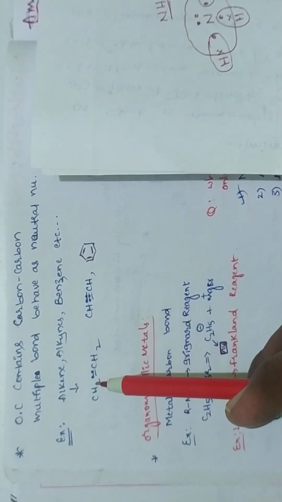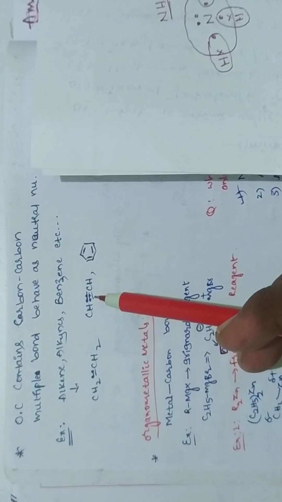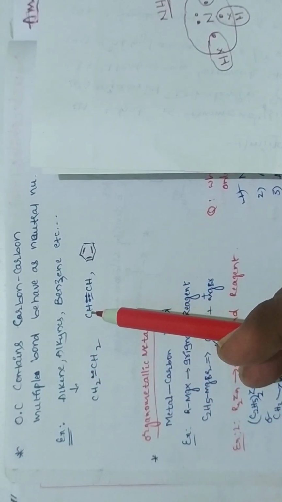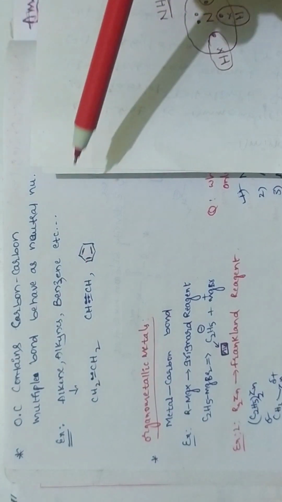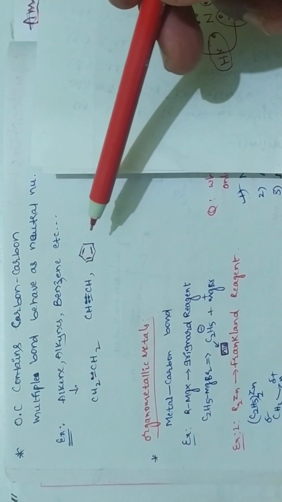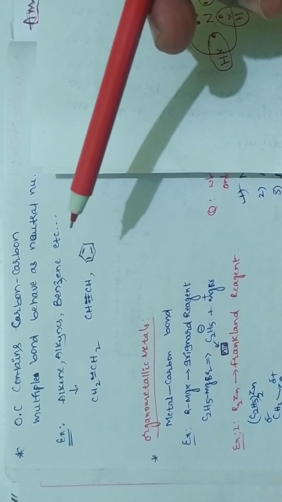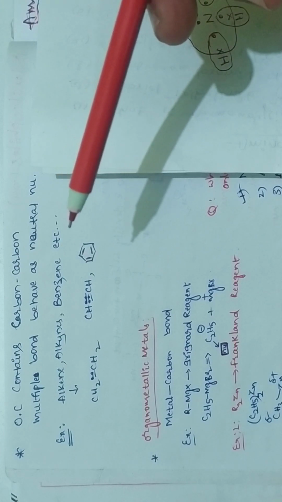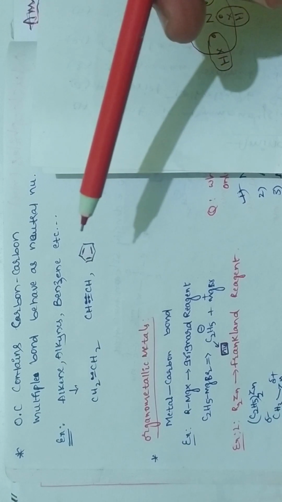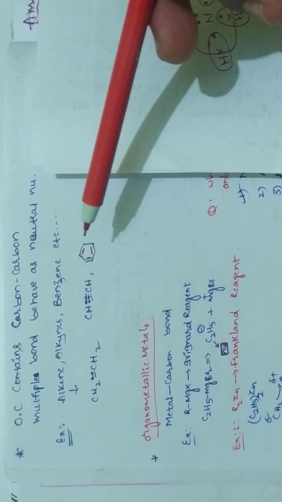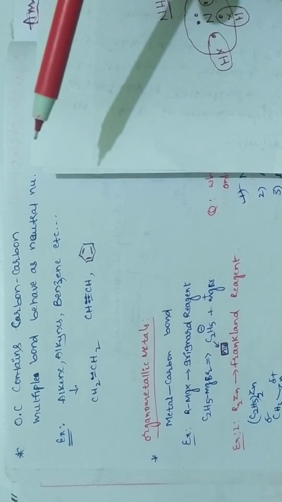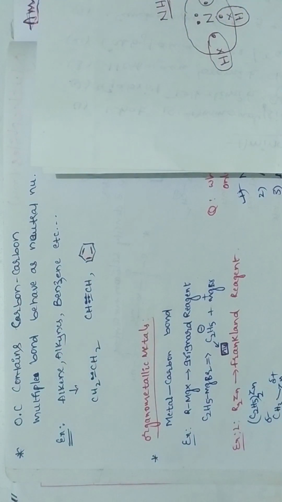So therefore they are acting as a nucleophile. Alkynes, where a carbon-carbon triple bond is present, act as nucleophiles. Benzene derivatives: benzene, toluene, phenol, aniline. All these are acting as nucleophiles. Where a carbon-carbon double bond or triple bond is present, they are called nucleophiles, because of the presence of loosely held pi electrons.